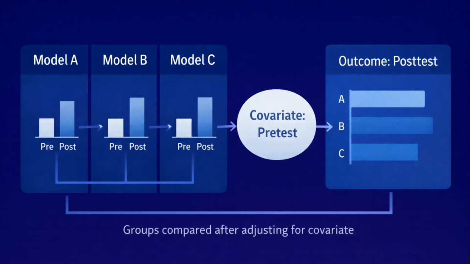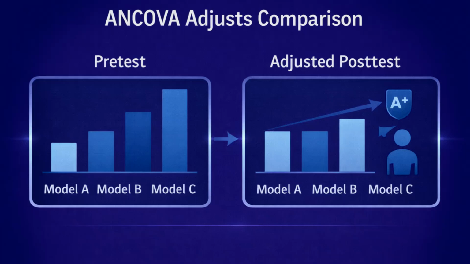Students complete a pretest at the beginning of the term and a post-test at the end. The instructional model is the grouping variable. The post-test is the outcome. The pretest is the covariate because it captures where students started. ANCOVA adjusts the post-test comparison so the instructional models are compared as if students had started at the same pretest level.